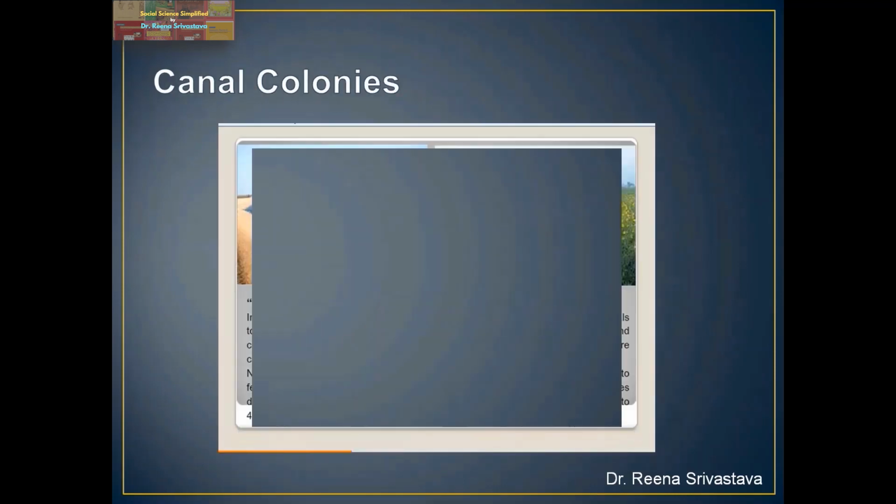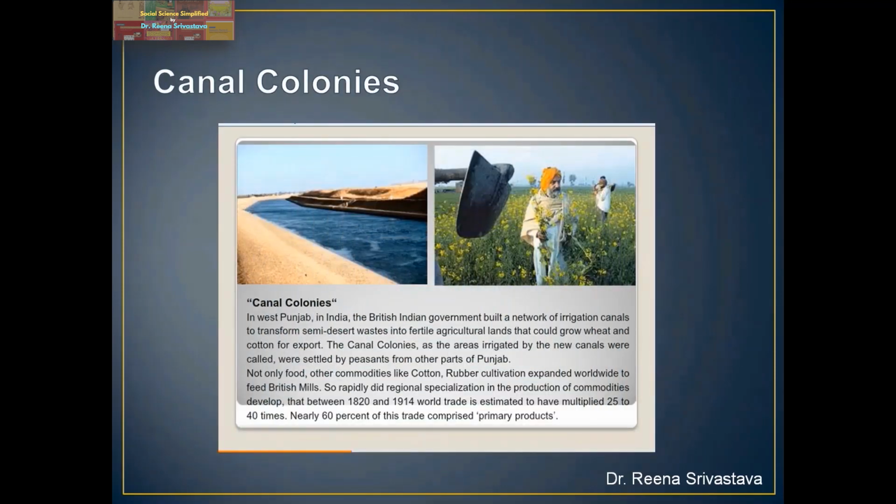Okay, and if you talk about canal colonies, this is an example from West Punjab. For Punjab, I hope you know the last powerful ruler of Punjab was Maharaja Ranjit Singh. After his death, what happened? The Britishers attacked Punjab. It led to the Anglo-Sikh War, and the Britishers won the war, and then Punjab was annexed into the British Empire.